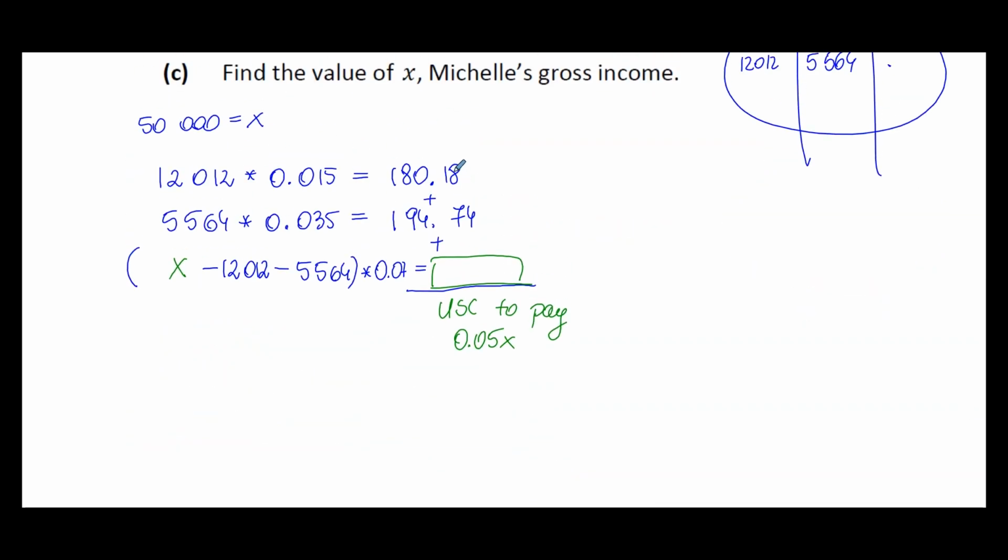So we are saying she pays 180.18. Then she pays the next one, which is 194.74 plus, and then she pays this. And how is this calculated? That's how it is calculated, isn't it? So we're just going to write that. So x minus 12,000. Actually, we know how much is that, isn't it? That's the 17,000. So let's write that.